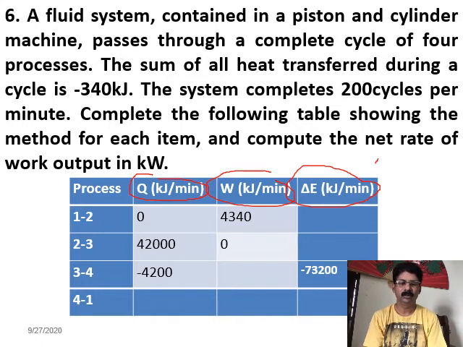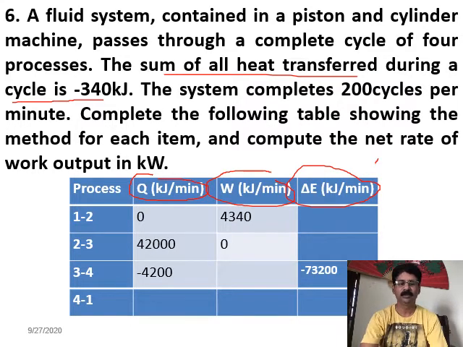So for the 4 to 1 process, you have to use the basics, and find out any two parameters first, and then you can find out the third parameter using the first law. The sum of all heat transferred during a cycle, cycle means what? 1 to 2, 2 to 3, 3 to 4, 4 to 1. So that completes one cycle. In one cycle the net heat transfer is minus 340 kilojoules.